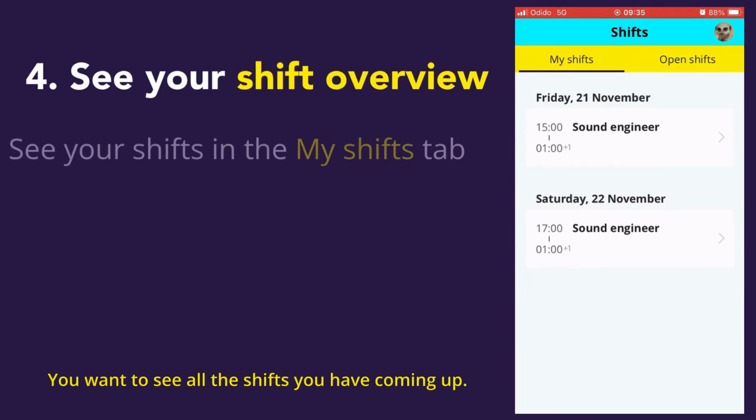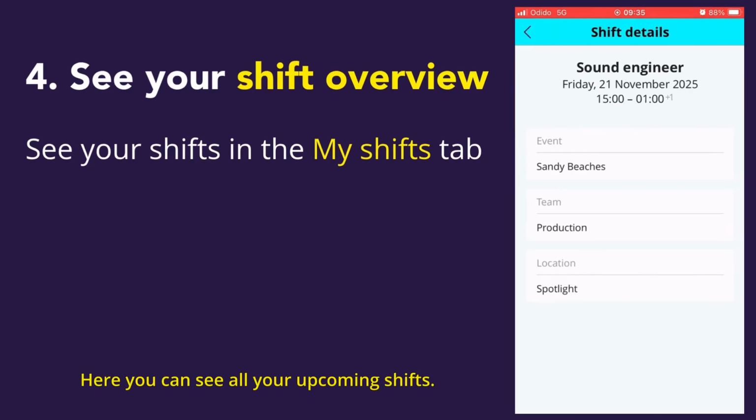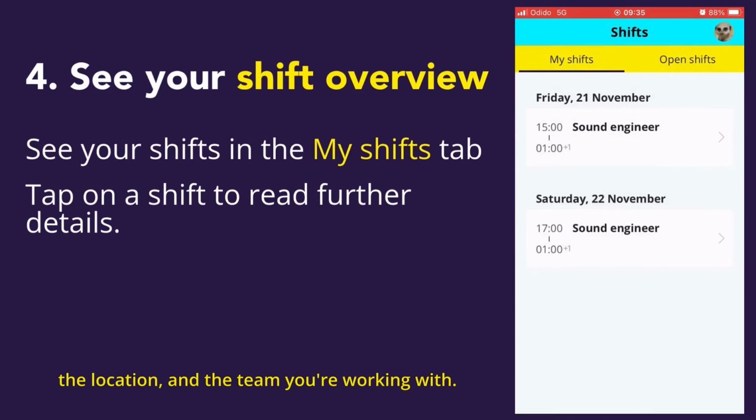You want to see all the shifts you have coming up. You can do this easily in the My Shifts tab. Here you can see all your upcoming shifts. If you tap on a shift, you can read further details on the event, the location, and the team you're working with.